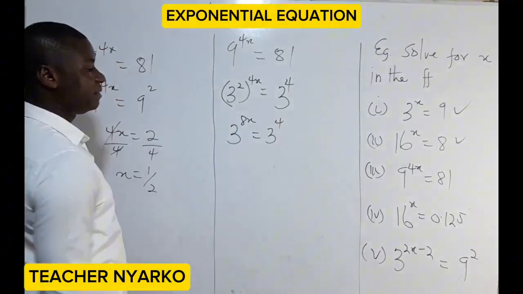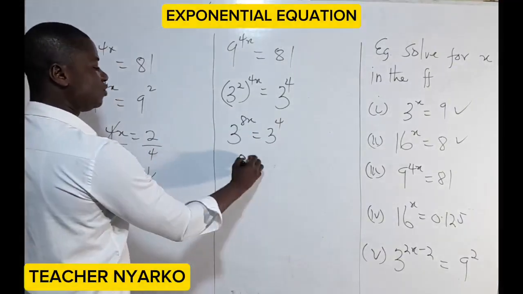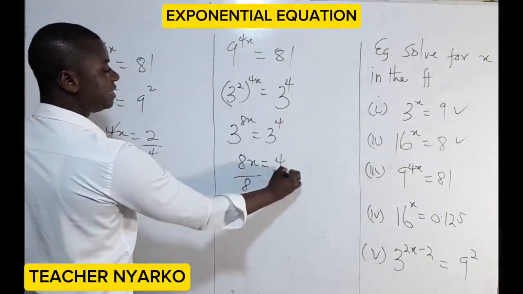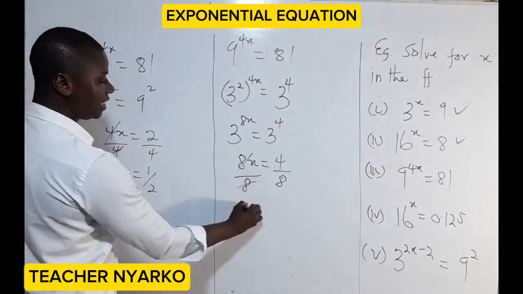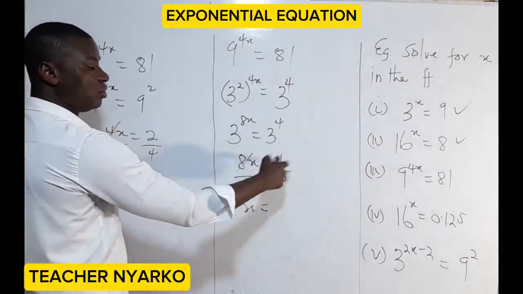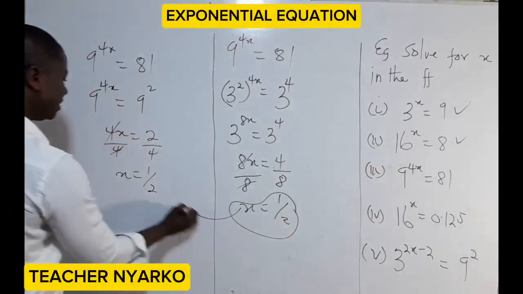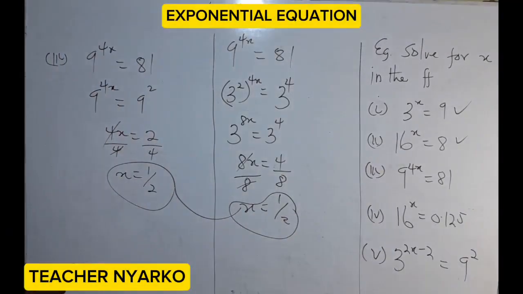Now the bases are the same, so we can equate the exponent. So 8x is equal to 4. Solving for x, we divide here by 8, you write by 8, and this is gone, and x will be equal to 4 into 4, 1. 4 into 8, 2. You see that you are still getting the same thing. It's the same half, the same answer.